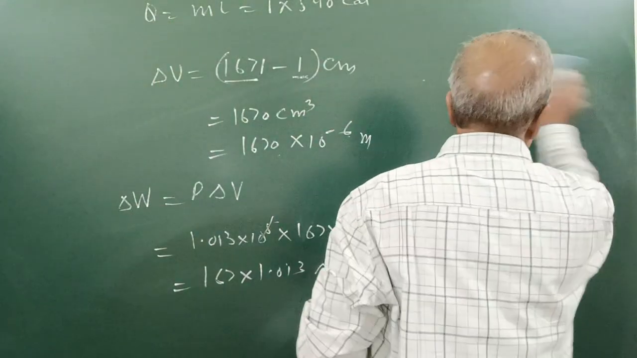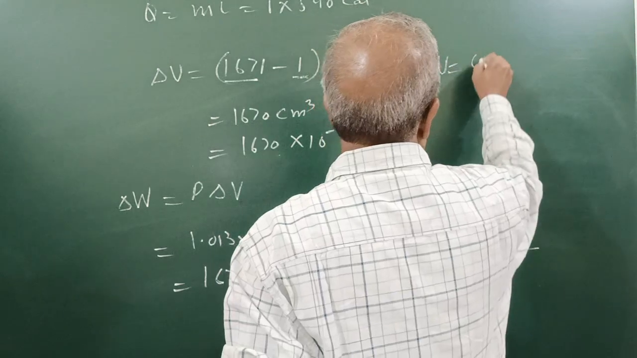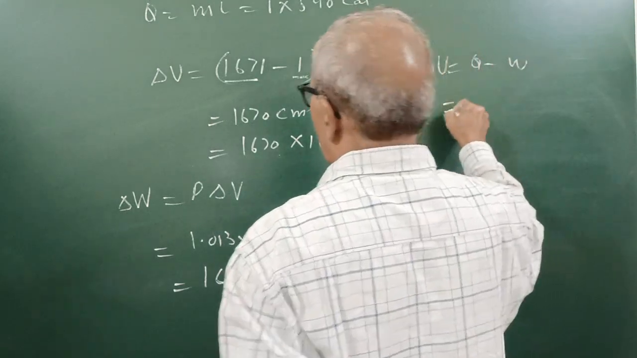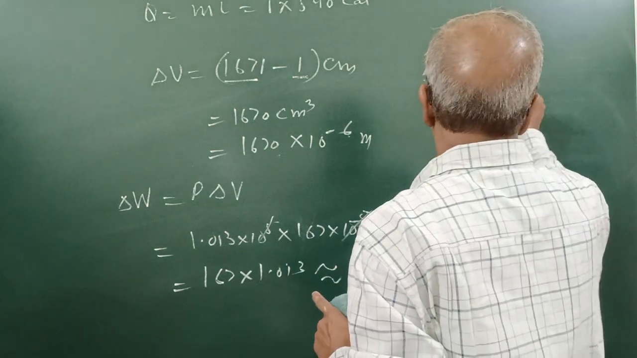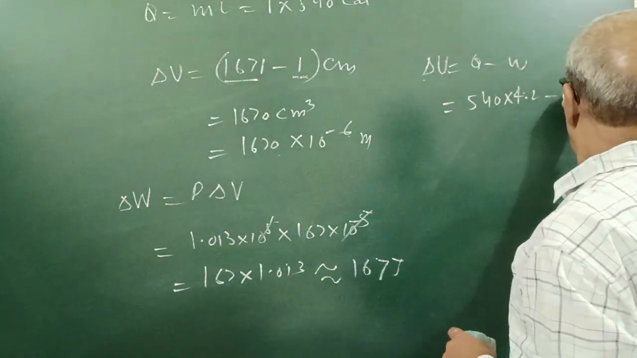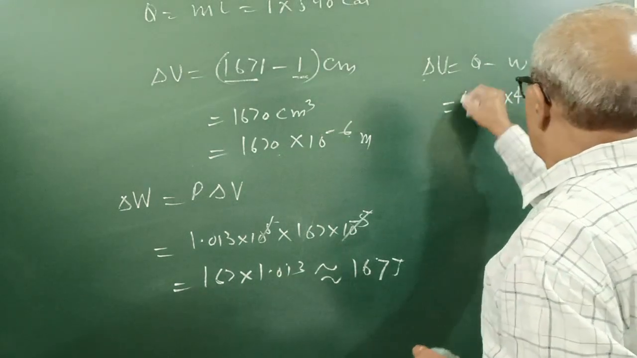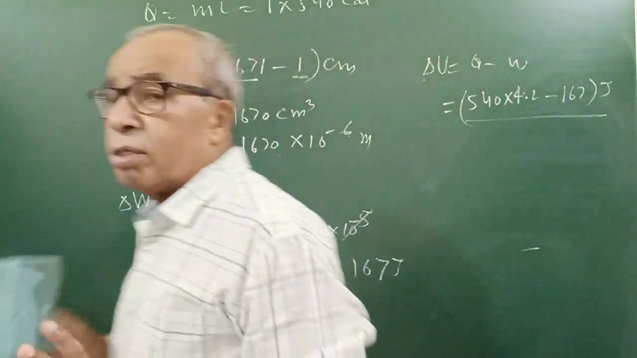Then delta U. Delta U is equal to Q minus W. Q is 540 calorie, convert that into joule, 540 into 4.2, minus 167. This is the answer. So this question is very important.